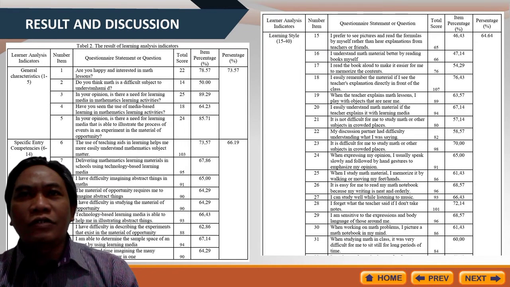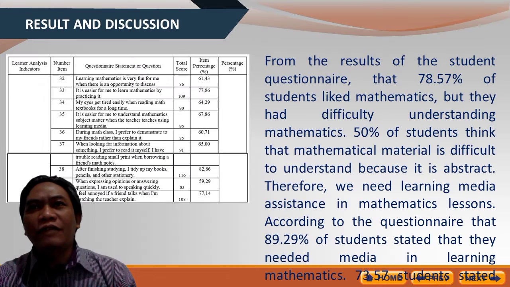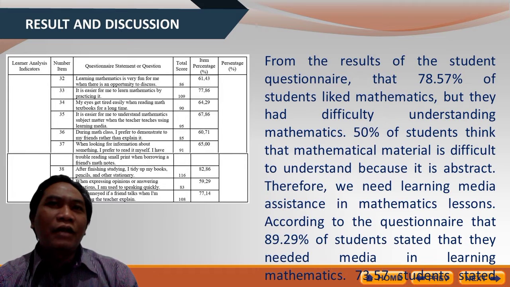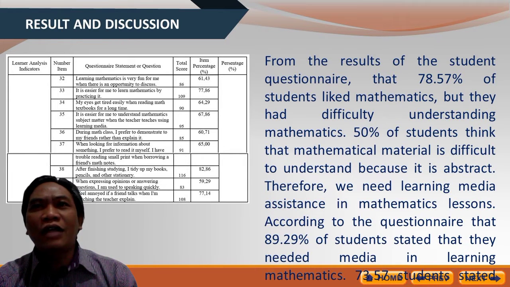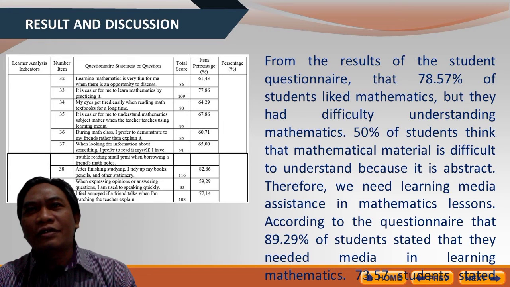From the result of the student questionnaire, 78.57% of students like mathematics, but they have difficulty understanding it. 60% of the students think that mathematics is difficult to understand because it is abstract. Therefore, we need learning media to assist in mathematics lessons.